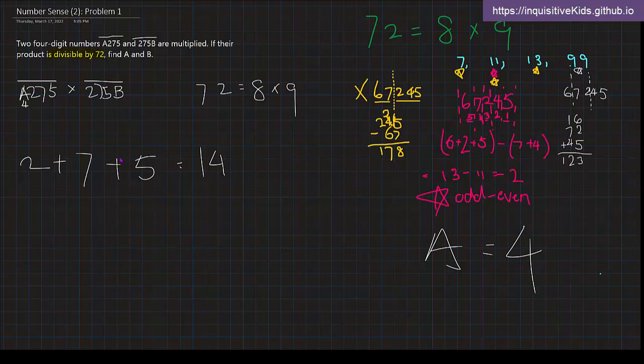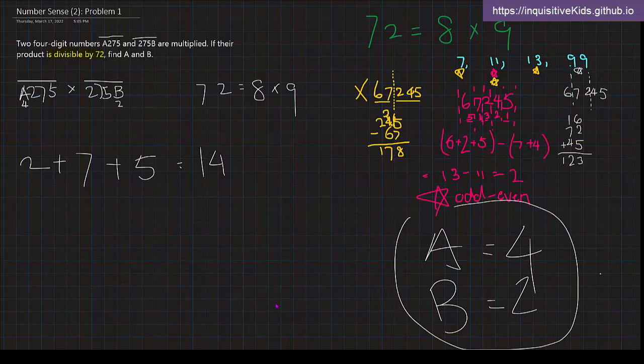And what about B? Well, we know that if you're trying to find a multiple of 8, you look at the last 3 digits, right? And making B 2. So B equals 2, right? Because we need to make sure that the last 3 digits are a multiple of 8. So the whole number is a multiple of 8. Right, so our final answer is A equals 4 and B equals 2.